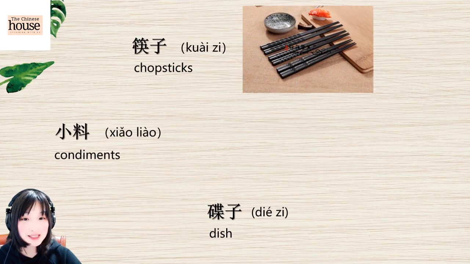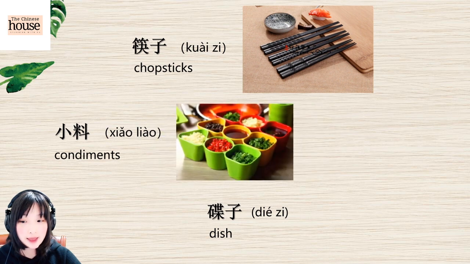And then chopstick, 筷子, 筷 first tone. 筷子. Then condiments, 小料, 小 third tone, 料 first tone. 小 means tiny, and 料 means ingredients.